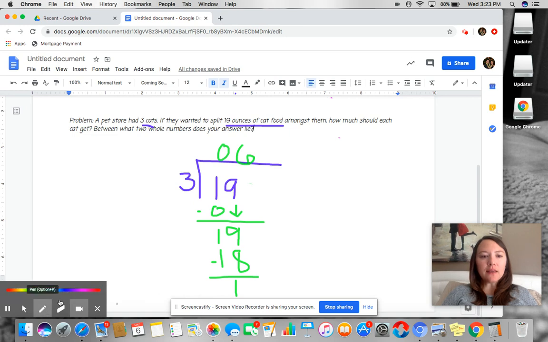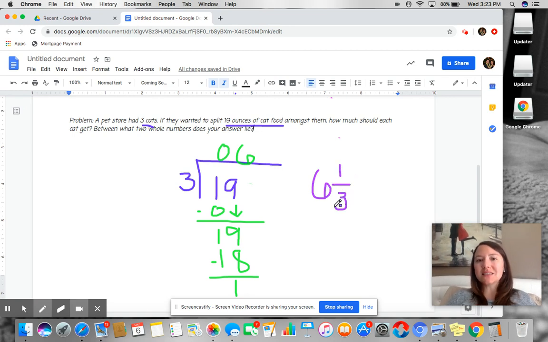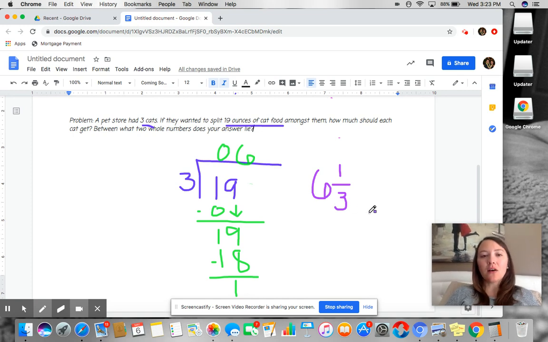So I'm going to write this again as a fraction because cats can have a fraction of food. So that would be 6 ounces and then 1/3 of another ounce. So each cat would receive 6 1/3 ounces of cat food.